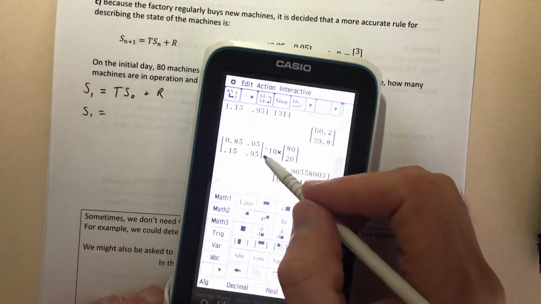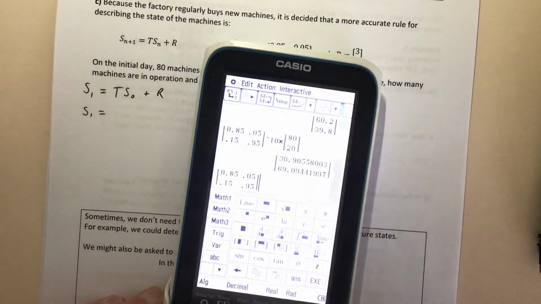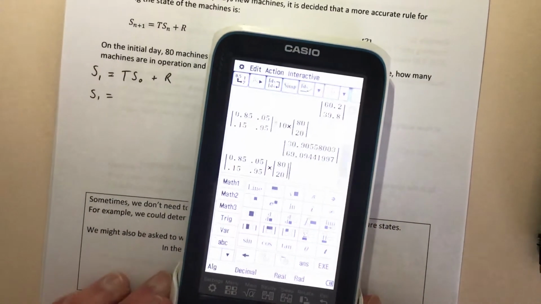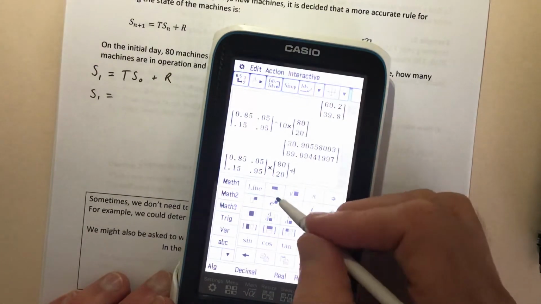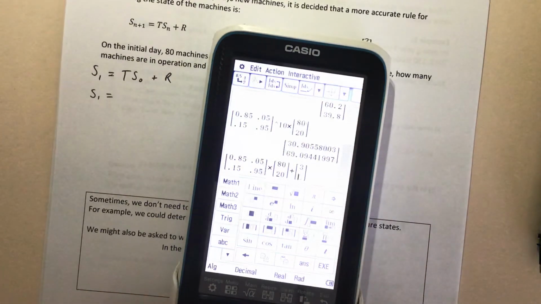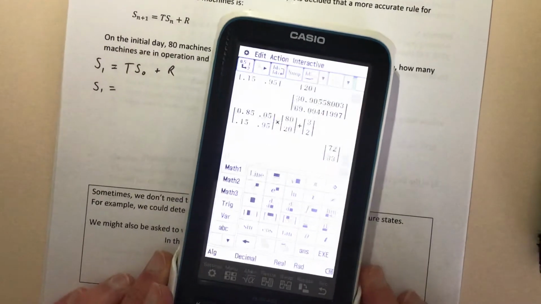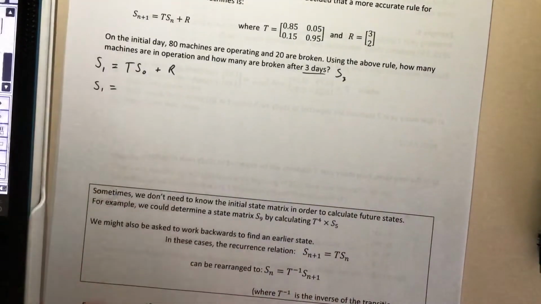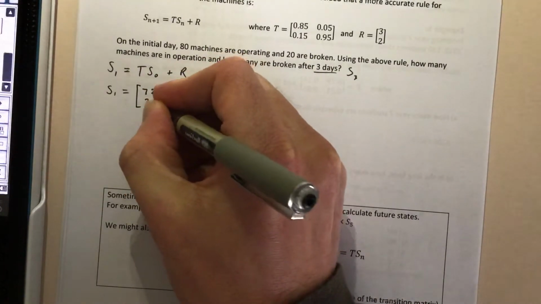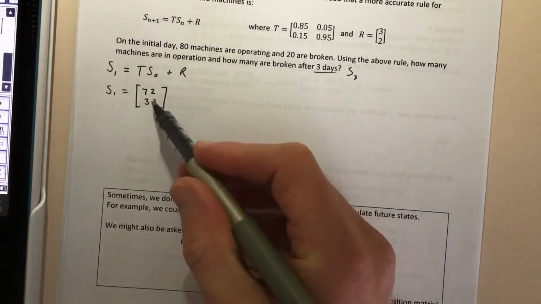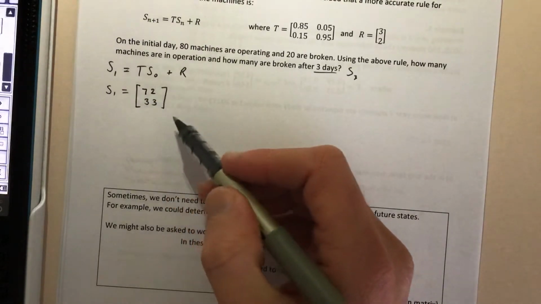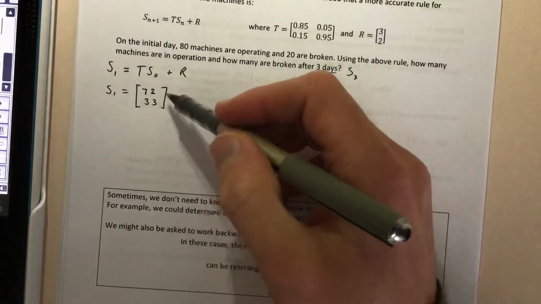So let's calculate it. T times S0. So again, just using some copy pasting because we were doing this question already. So T times S0 plus the matrix R. Oops, it's not a fraction, it's a matrix. Okay, 72, 33. That's our matrix for S1. All right, which is saying that after 1 day, we've got 72 operating and 33 broken. You can see these numbers don't add up to 100 anymore because we've just introduced 5 new machines, right? So they now add up to 105.